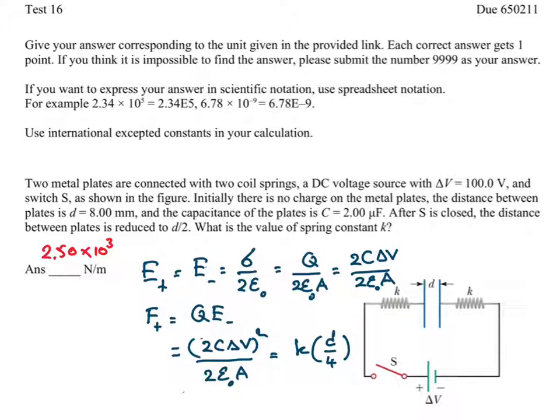The distance between plates is D equal to 8 mm and the capacitance of the plate is C equal to 2 microfarad. After S is closed, the distance between plates is reduced to D over 2. What is the value of spring constant K? Okay. How can we analyze this problem?